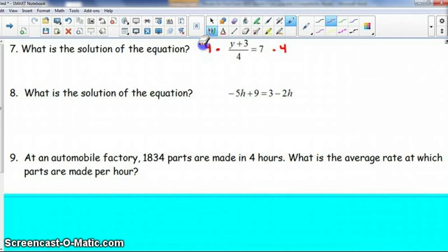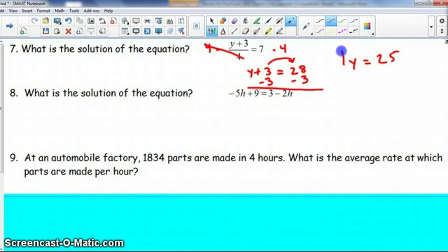And that will actually, 4 divided by 4 will divide out, or cancel. And you're left with y plus 3 equals whatever 7 times 4 is, which is 28. Well, then you need to move the 3 over, and the way that you do that is by subtracting it. And we end up with y equals 25. And remember, you can always go back and check by plugging it in and making sure that it works.